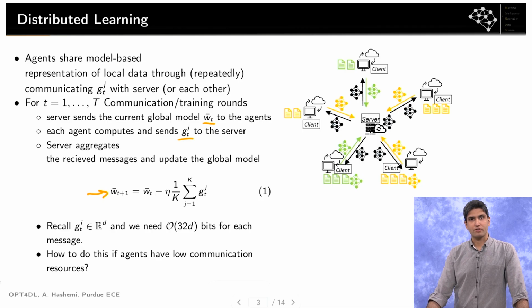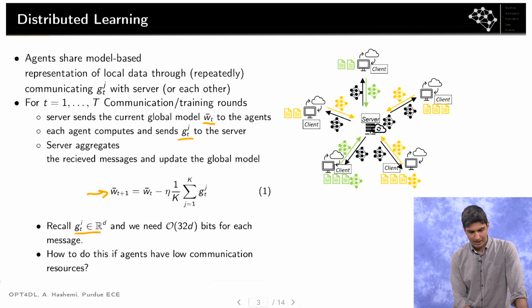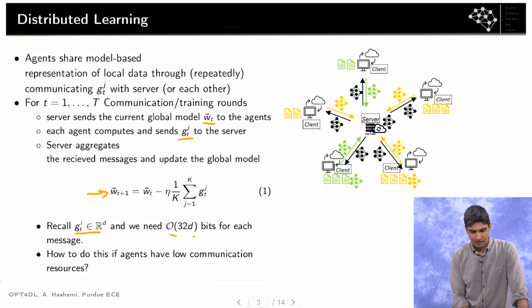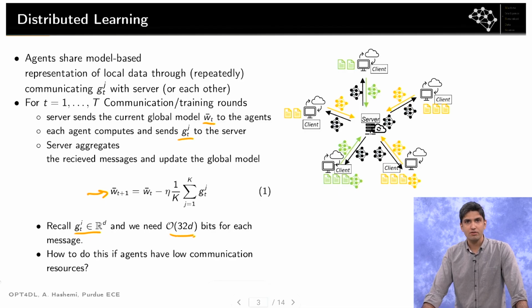So one challenge is communication limitations. Okay. So what are in particular the limitations of the agents or clients? Each agent in this template algorithm is required to send a vector of size d to the server. Okay, so that basically means that if we represent each coordinate with 32 bits, it requires sending on the order of 32 times d bits in each communication round. Okay, and this may not be feasible, especially in cases where the agents have low communication resources.